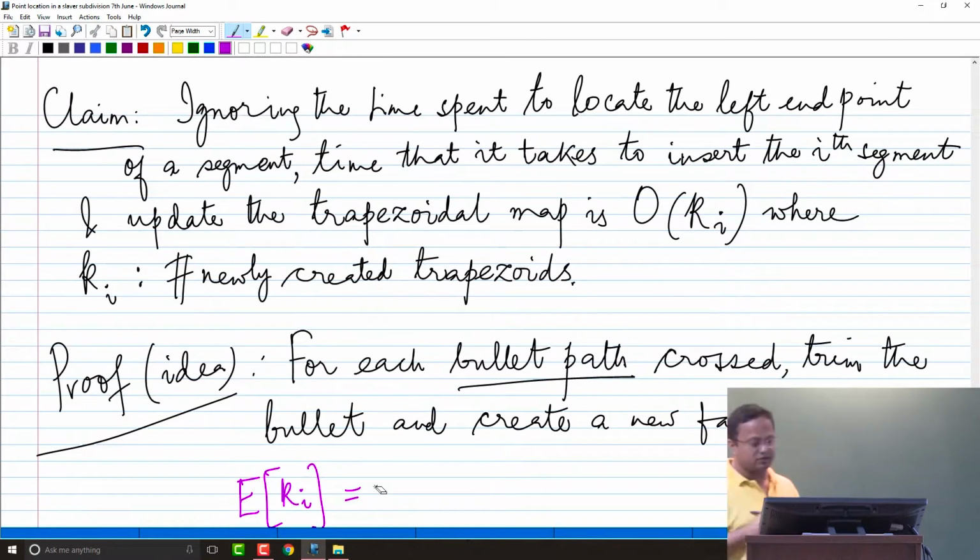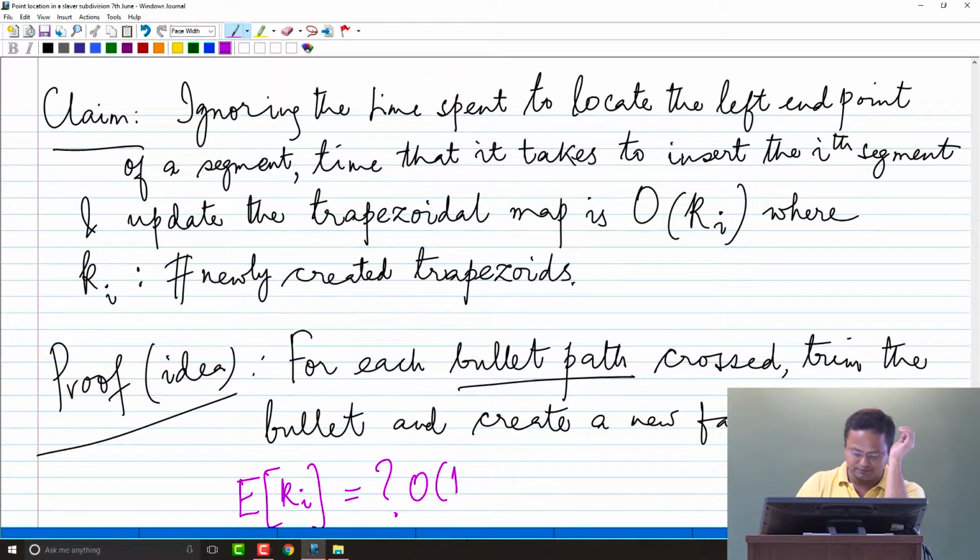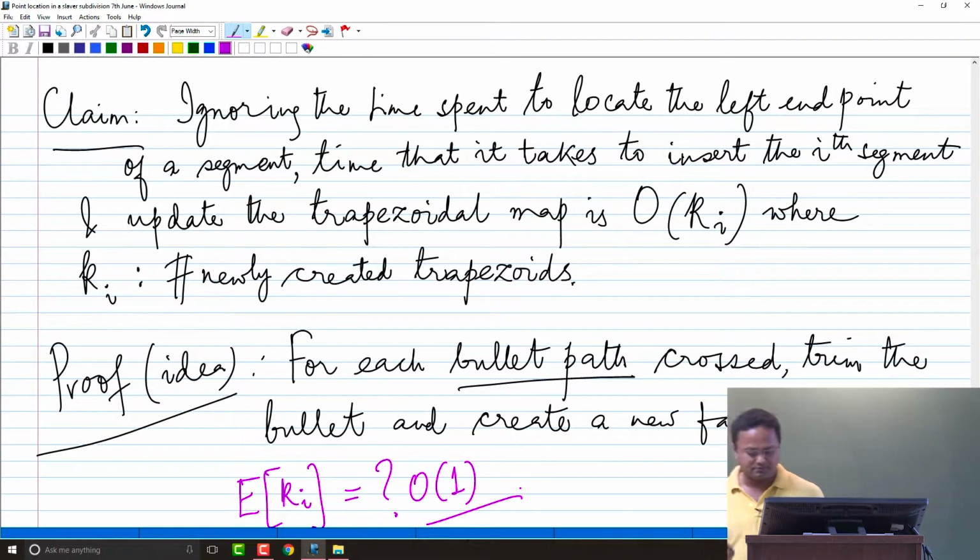Now, what do you think this expectation should be? Make a guess. Make a wild guess. Worst? No, I am talking of expectation, man. Log n. Can you not be more ambitious? Yes, yes, I heard it. Yes, let us hope so. Let us see if this works.